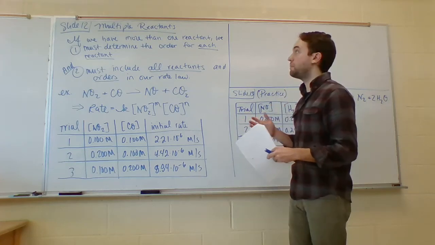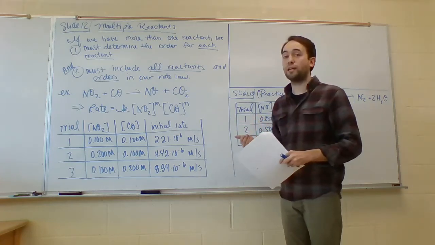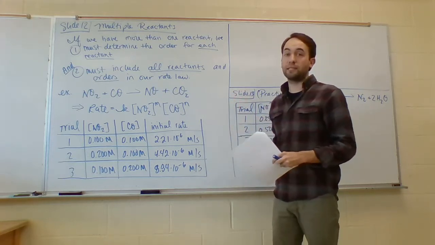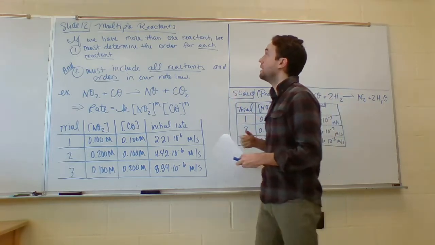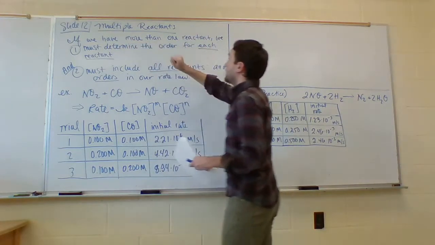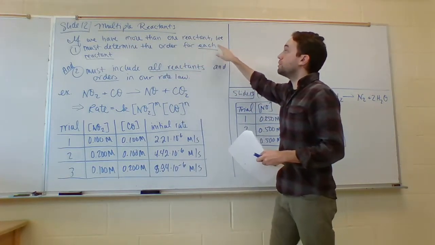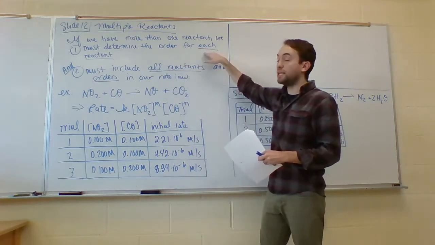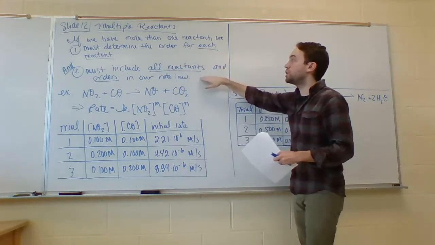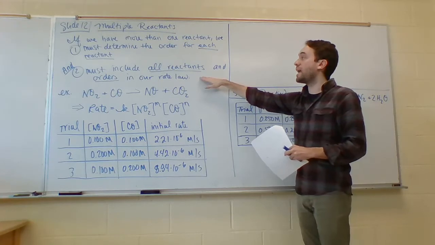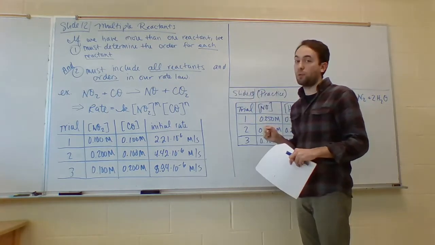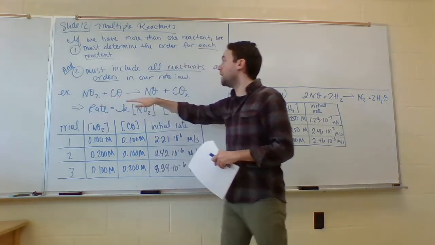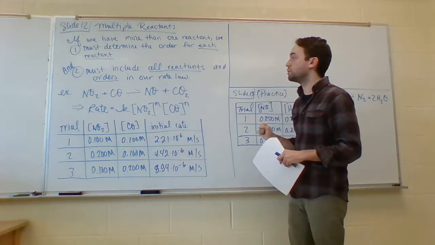Last time we talked about determining our order of reactions for the kinetics of a single reactant reaction. Now, if we have multiple reactants, we must determine the order for each of our reactants in the reaction, and we must include all of our reactants and their orders in our rate law. For example, say we have NO2 plus CO goes to NO and CO2.